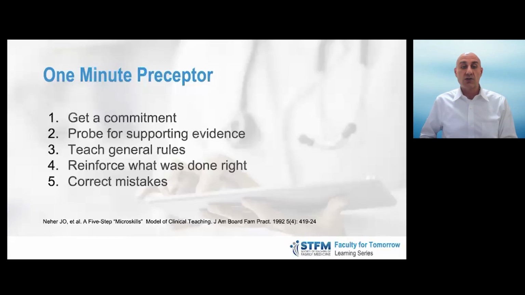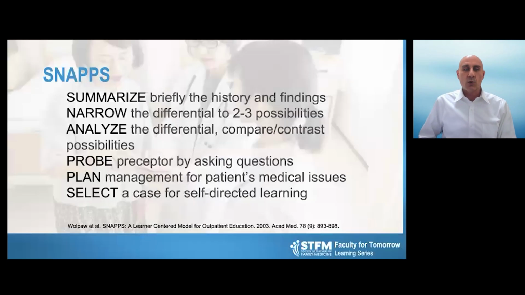This model has been shown to be effective in the outpatient clinical setting, though it can take some time to execute it. Lastly, we're going to talk about the SNAPS model. The SNAPS model, developed by Wolpaw and colleagues, is a framework for our learners that really lends itself well to the outpatient clinical setting when evaluating a patient with an undifferentiated problem.